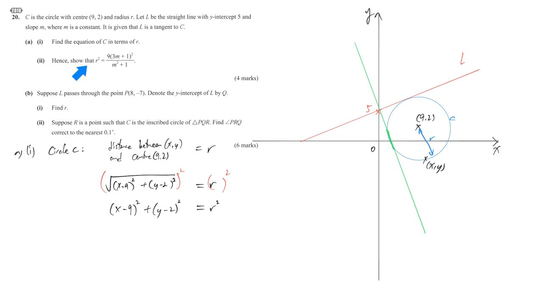And then in question part 2, they ask us to show that R and m are related. So where does m come from? It comes from the straight line L, so we may let it be y equal to mx plus c. For any straight line, we can express it in this way. It's a linear relation between x and y. Now we know that the y-intercept is 5, so c here is 5. More precisely, y equal to mx plus 5.